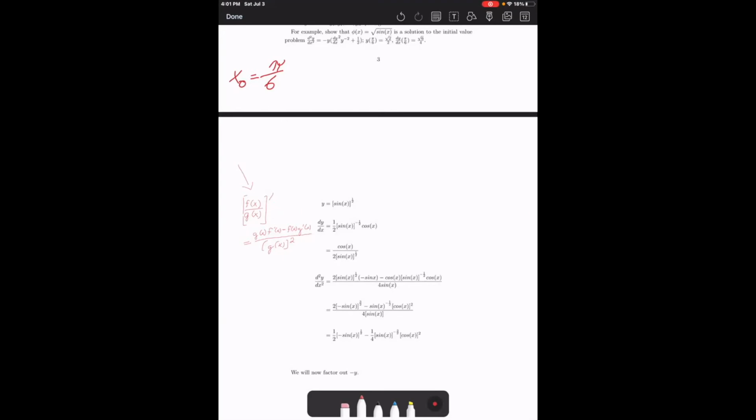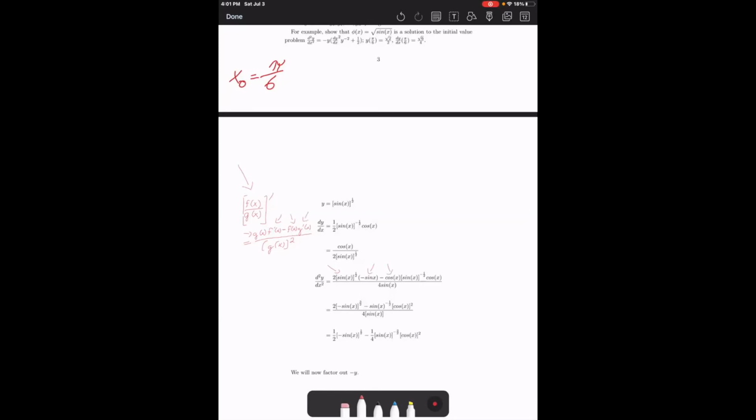So g of x is the name of our function in the denominator, and f of x is the name of our function in the numerator. So f of x equals cos x, g of x is equal to 2 sine x to the 1/2. So the first piece here is g of x, that's 2 sine x to the 1/2, times the derivative of the numerator. Well, the derivative of cos x is negative sine x, minus the numerator, which is cos x, times the derivative of the denominator.